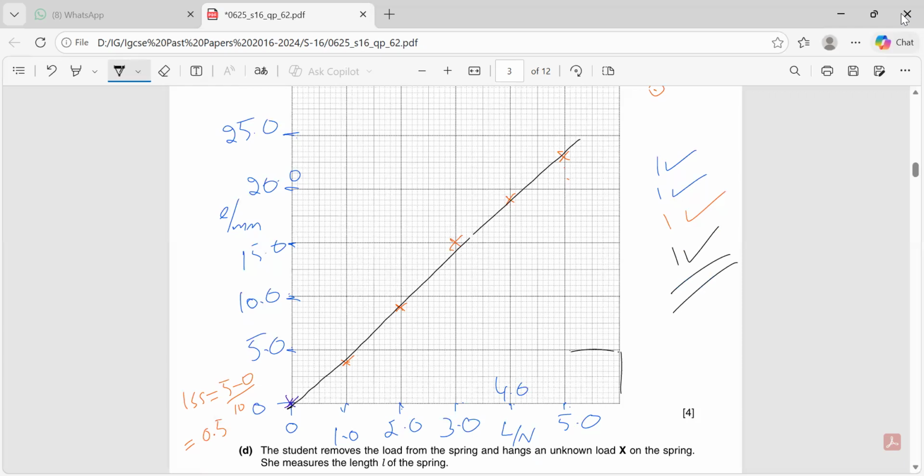My dear friends, the method is, first of all, label the axis accordingly. Like it was told, extension in millimeters on the y-axis and load in Newton on the x-axis. This was our first mark. The second mark was we need to place the data on the x-axis and y-axis such that it is covering more than half of the grid. Third mark, we will locate the positions of these points.